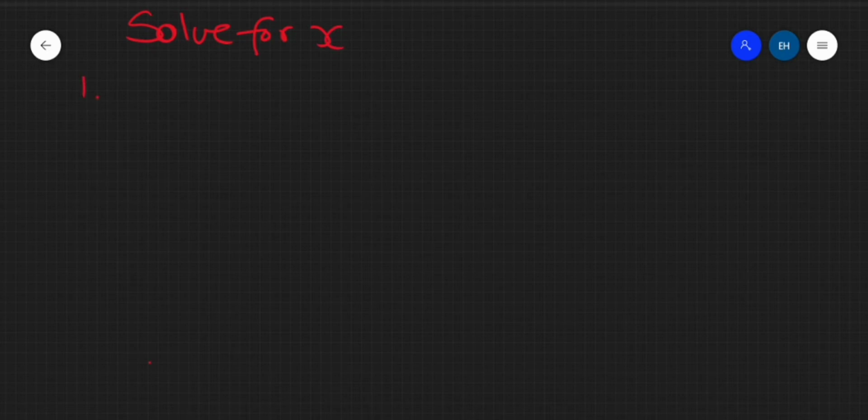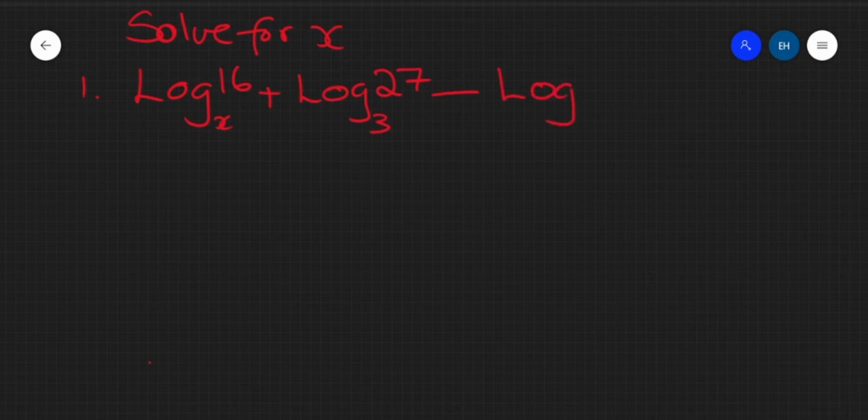Number one, it's log 16 base x plus log 27 base 3 minus log (1 over 4) base 4. It is said it is equal to 6. Okay. The first thing we do, we observe, we check our bases.